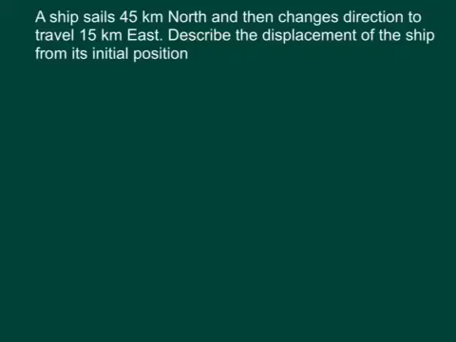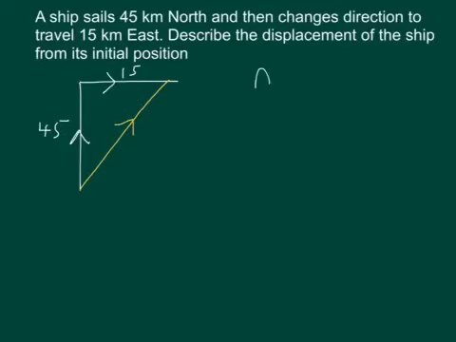A ship is sailing 45 kilometers north, and then it changes direction and goes 15 kilometers east. We need to describe the displacement. So it's done that. The overall displacement is from the starting position to the final position. Now we're going to describe that displacement by a vector. A vector has magnitude and direction.